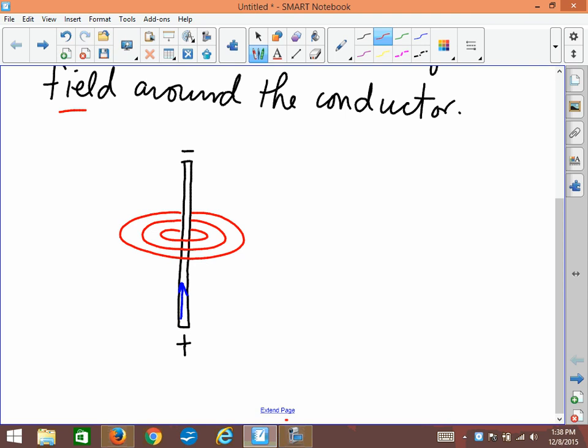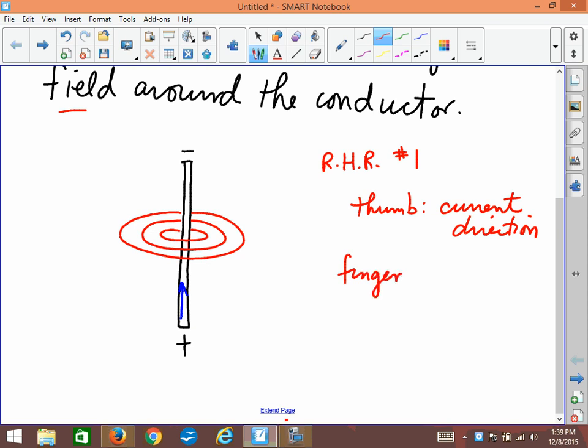And of course, we have what's called right-hand rule number one. Right-hand rule number one basically tells us that if you use your thumb to be the direction of the current, or the direction in which the charge is flowing, so we'll call that current direction, then your fingers, as you grasp the wire or the conductor, wrap in the magnetic field direction.